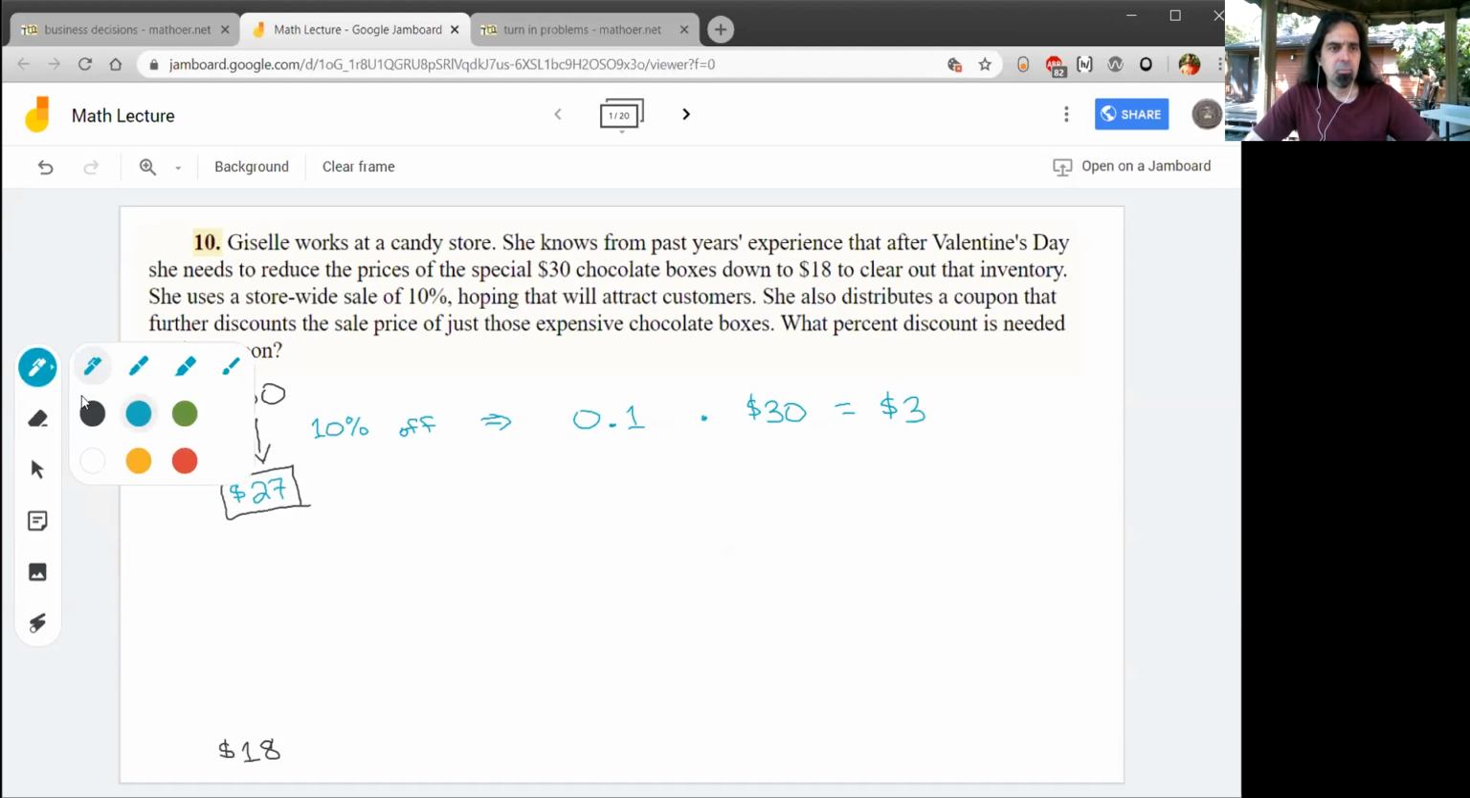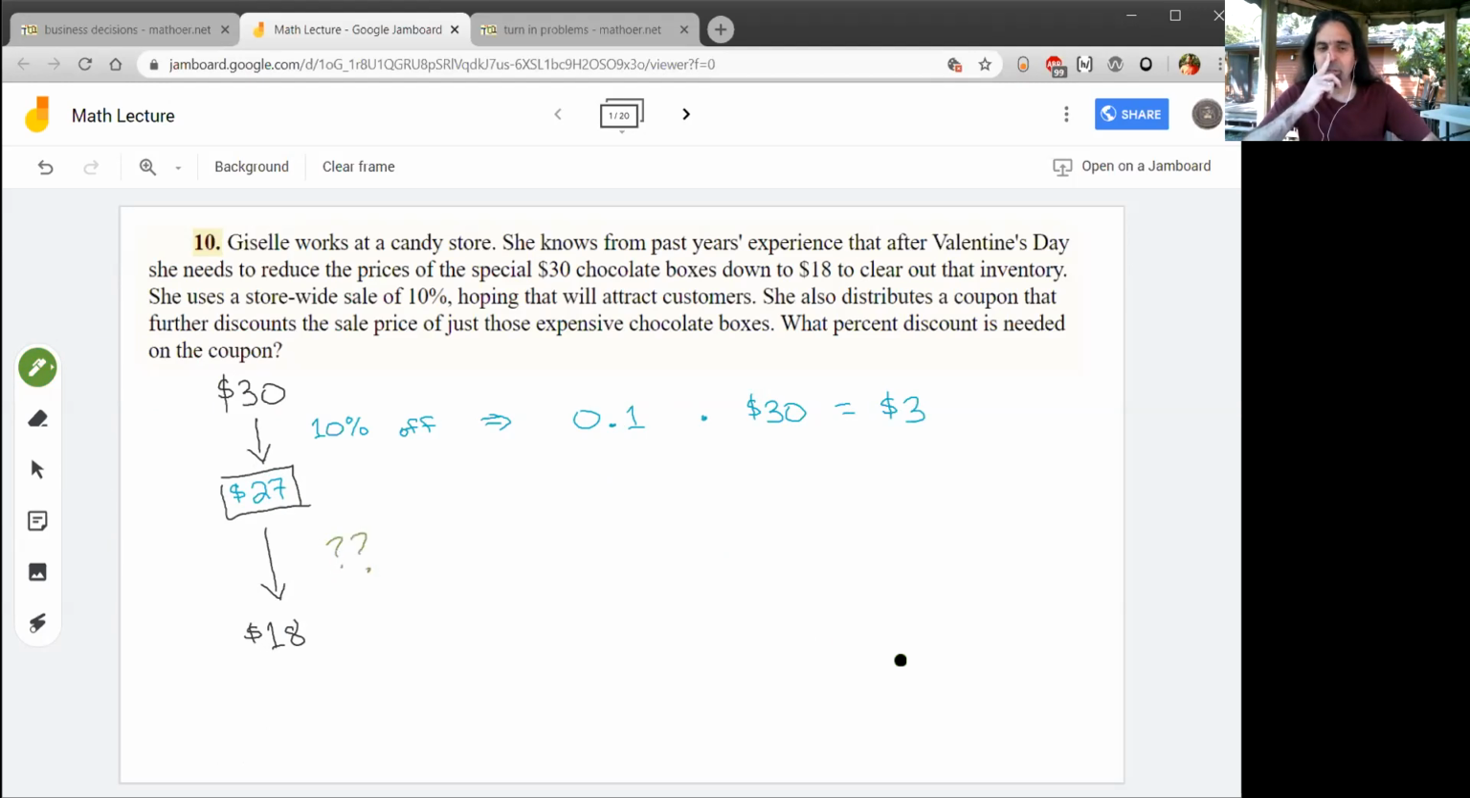Then it says she wants to have a second sale. I thought there would be more steps. I haven't done this problem recently. And we're not sure what percentage this is. But she wants to put something in a mailer or whatever that says, this particular box of chocolates not only gets the 10% off the whole store sale, but a special coupon just for that, to bring the price from 27 down to 18. Everyone okay with my picture, my setup?